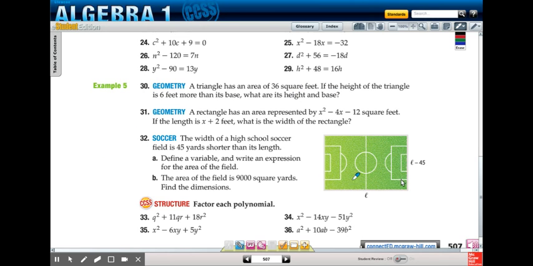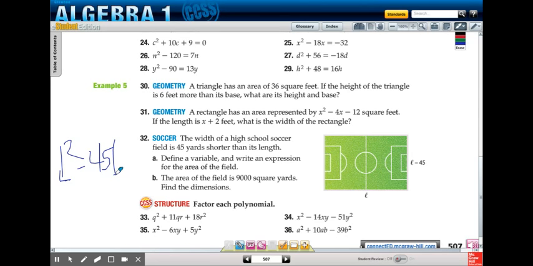32, they give you this. Yep, great. Length, there's length minus 45. The area of the field would be length times length minus 45. Great. And then it says the area is 9,000. So it sounds like we're going to have L squared minus 45L. Make those capital L's so I can see what they are. And equal to 9,000.